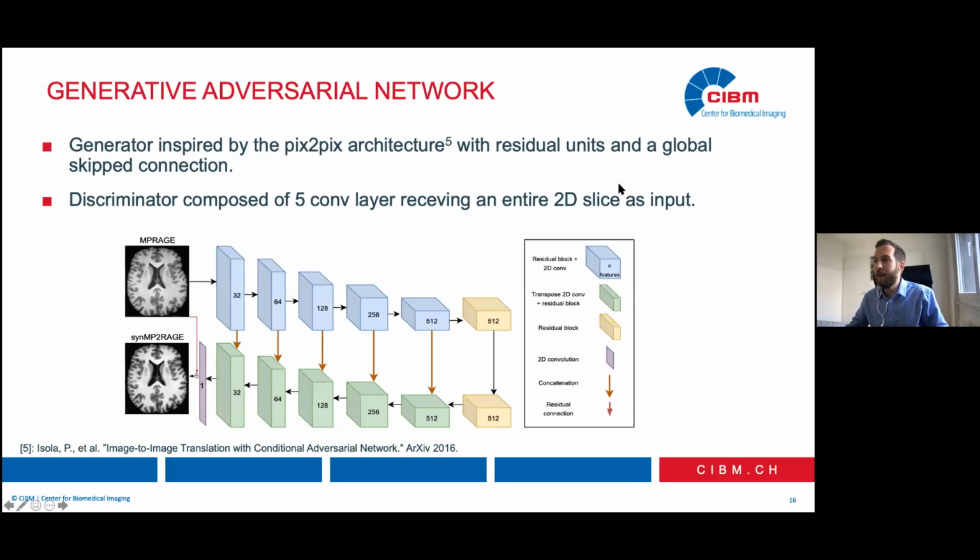Our framework is based on the Pix2Pix architecture, which you probably know very well. We only did some modification regarding the addition of residual units in the network. And we also added a global skip connection between the input MP-RAGE and the last layer of the generator. This was motivated by the fact that we really want the network to learn the correction between the input and the output. And this also helped speed up the training process. On the other side, the discriminator is composed of 5 convolutional layers, which receive an entire 2D slice as input.